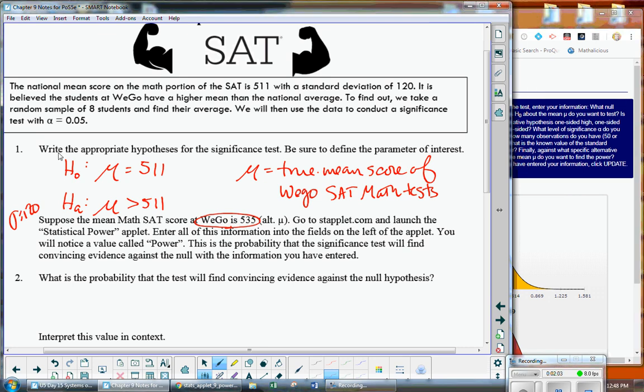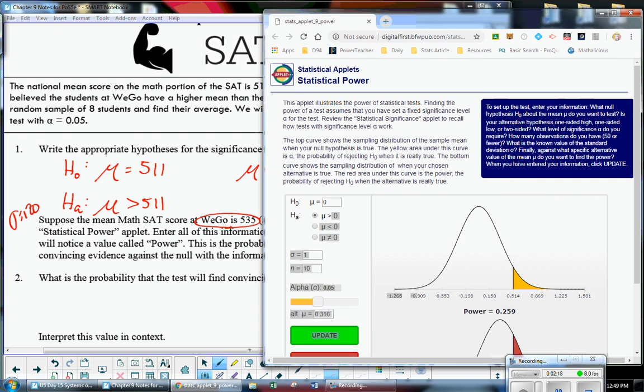And we're going to have this thing called power. The power is the probability that the significance test will find convincing evidence against the null with the information that you received. So the power is going to figure out what the chances are of what we're going to see. Over here, we have the applet.